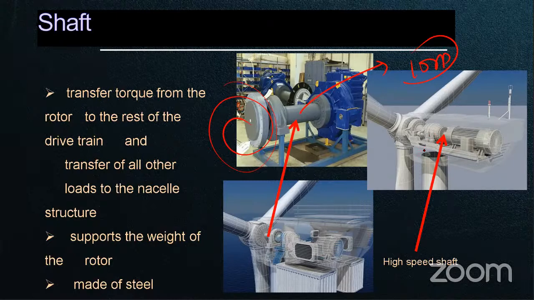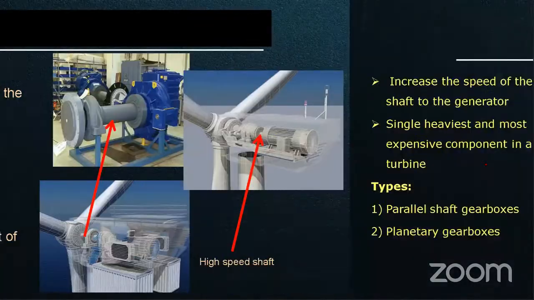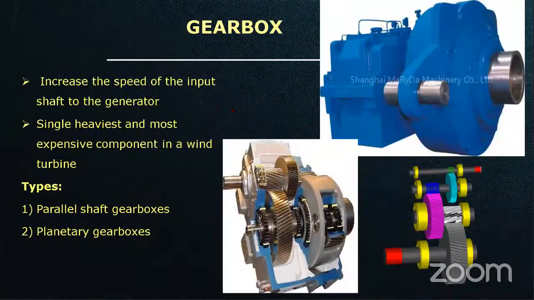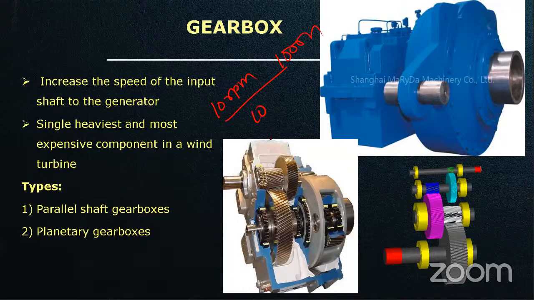And the high speed shaft is between the gearbox and the generator. The high speed shaft will rotate at 1000 to 1500 rpm according to the requirement of the generator rotor, right? This is called the rotor. That is the gearbox. Generally the turbine rotates at 10 rpm. The generator needs 1000 rpm. In between we need the gearbox. So the gearbox ratio, 10 by 1000, means 1 is to 100.